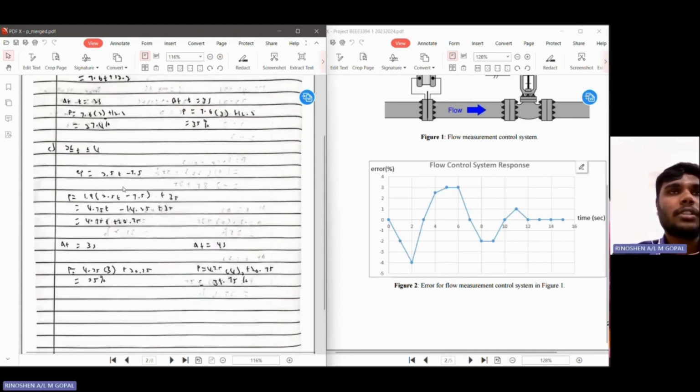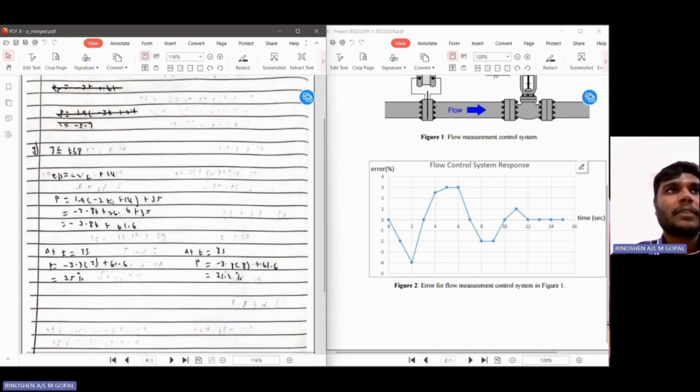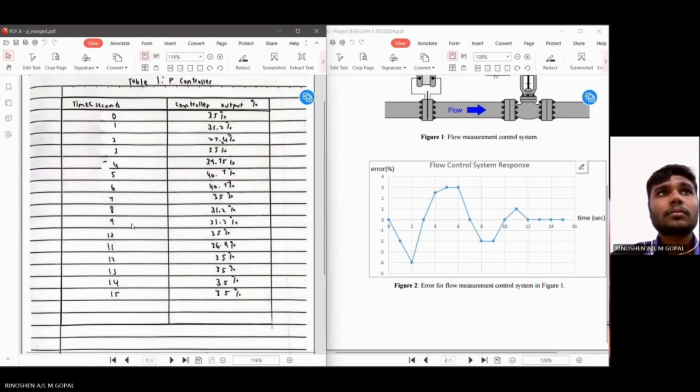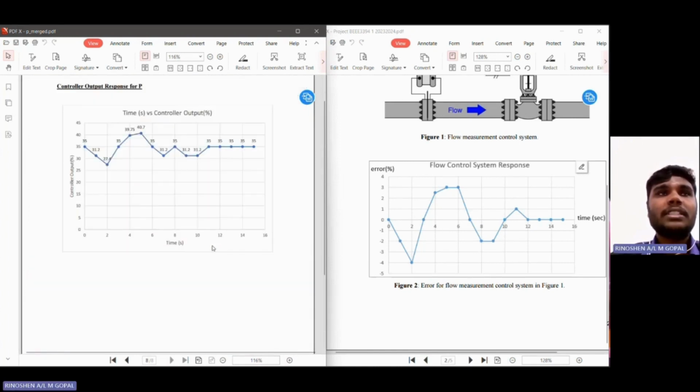So we need to follow the equation and do the calculation until 15 seconds as shown in the graph. Here are the control outputs for all the 15 seconds. After that, when we generate the graph in Excel, when it has a negative slope from 0 to 2, the controller output will decrease. When it has a positive slope, the controller output also increases. So that's all for the controller output response for P.